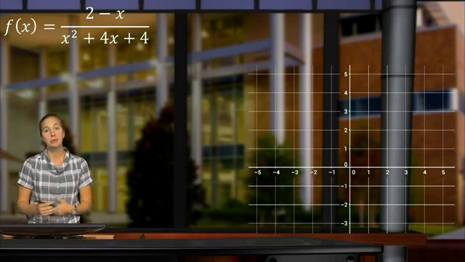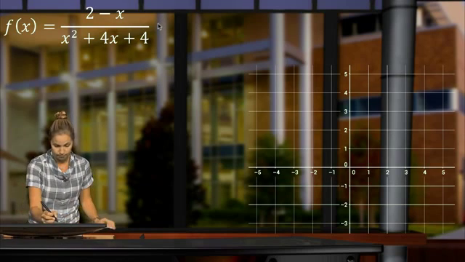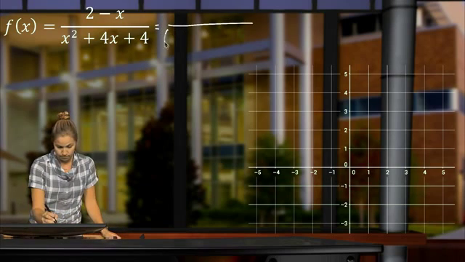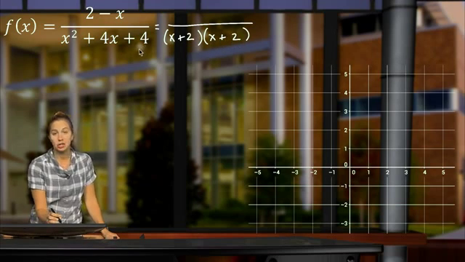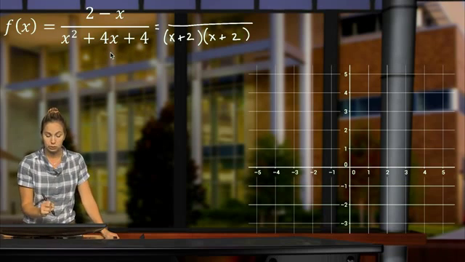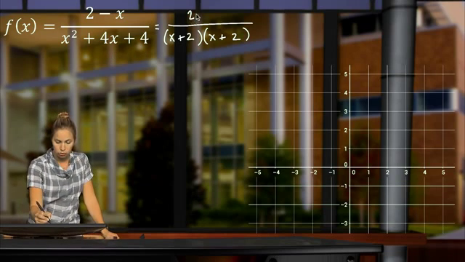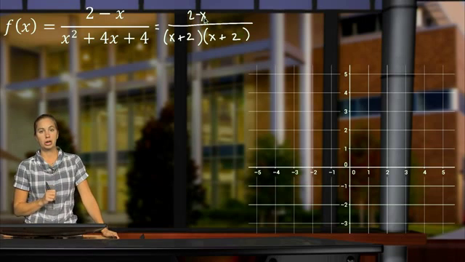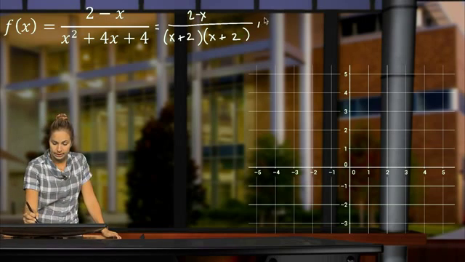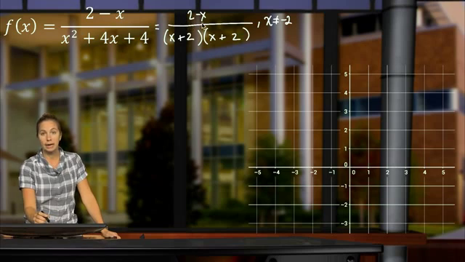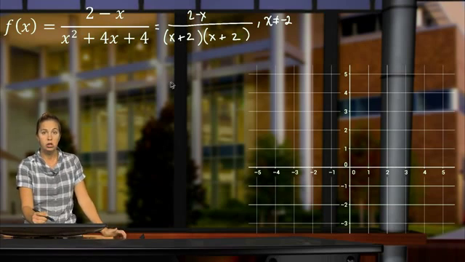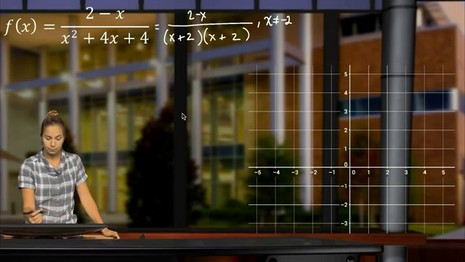To find our domain, we want to factor the denominator. This looks like x plus 2 times x plus 2. We needed factors of positive 4 that sum to positive 4, so 2 and 2. And then we've got 2 minus x in the numerator. From here, we can see that x cannot equal negative 2, and nothing's going to cancel out either. Be very careful. 2 minus x is not the same as x plus 2 at all, so just make sure that you're paying close attention.